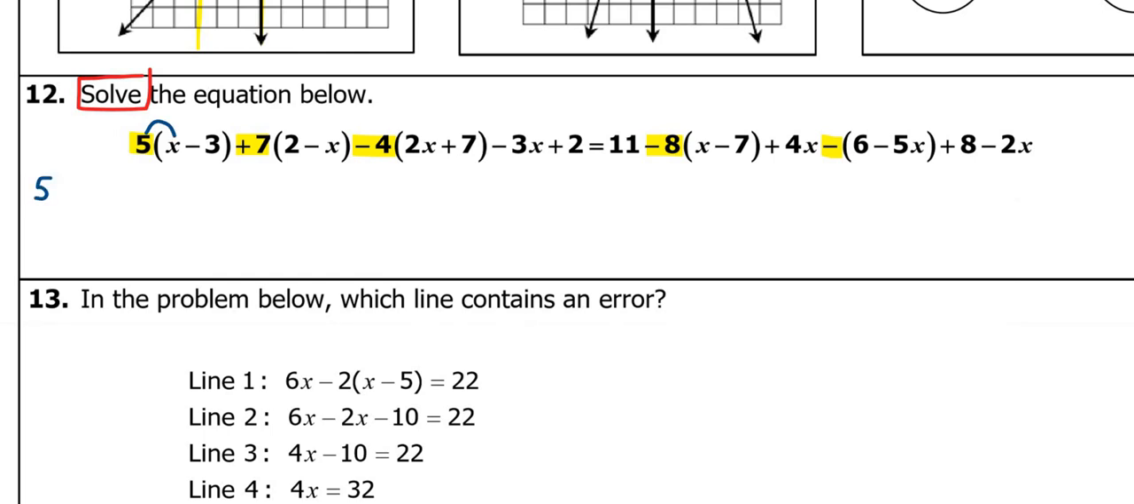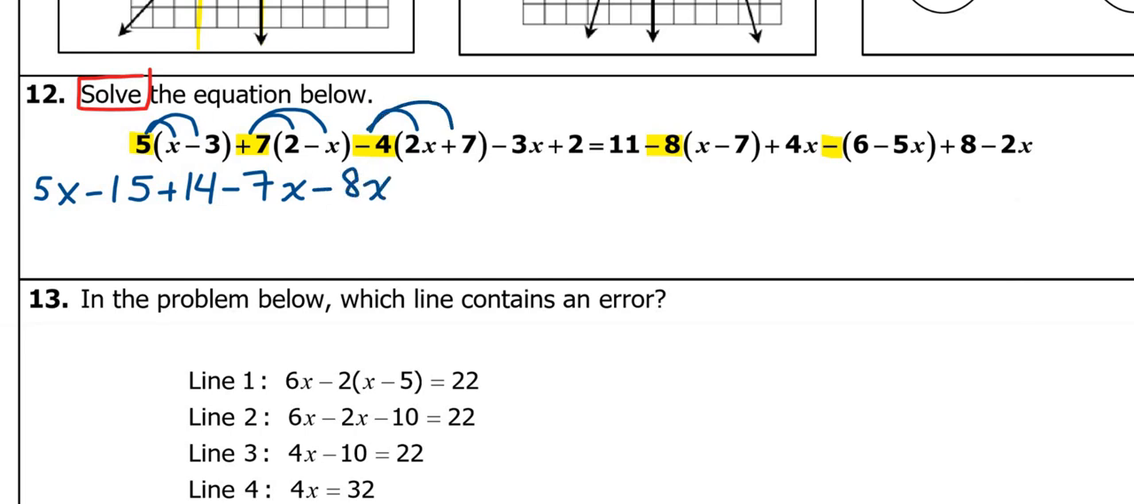5 times x is 5x. 5 times negative 3, negative 15. Positive 7 times 2, positive 14. Positive 7 times negative x, negative 7x. Negative 4 times 2x, negative 8x. Negative 4 times positive 7, negative 28. Then I have the negative 3x and the plus 2, which I don't do anything with yet. Just going to bring them down.